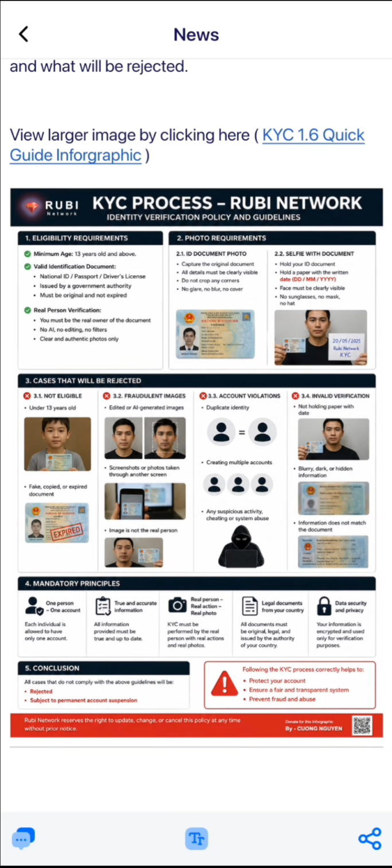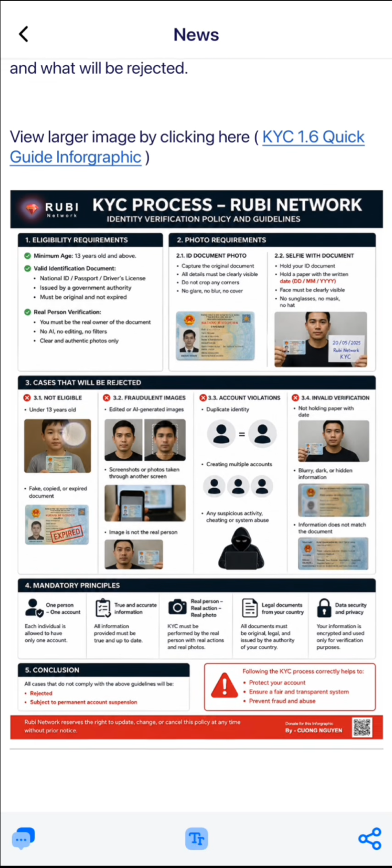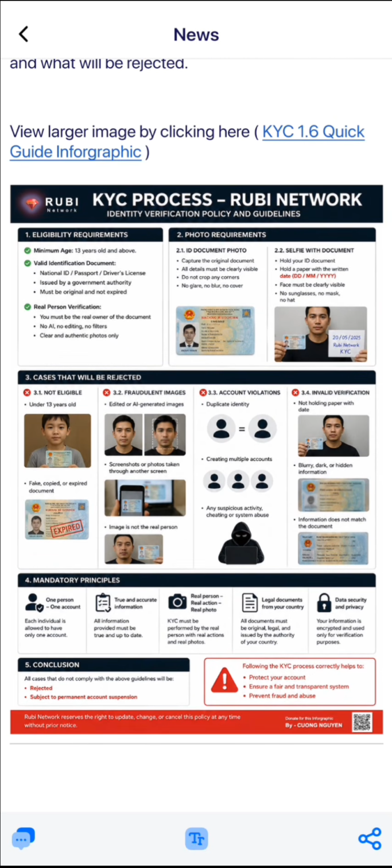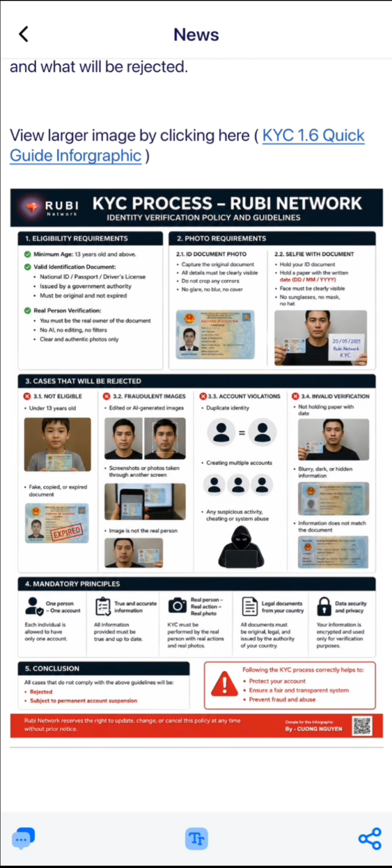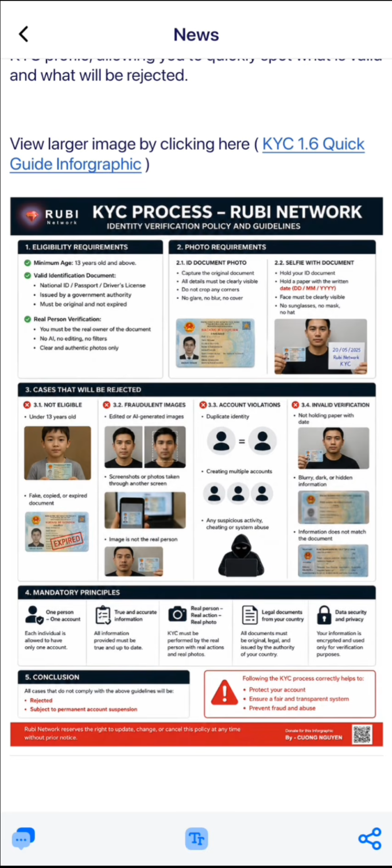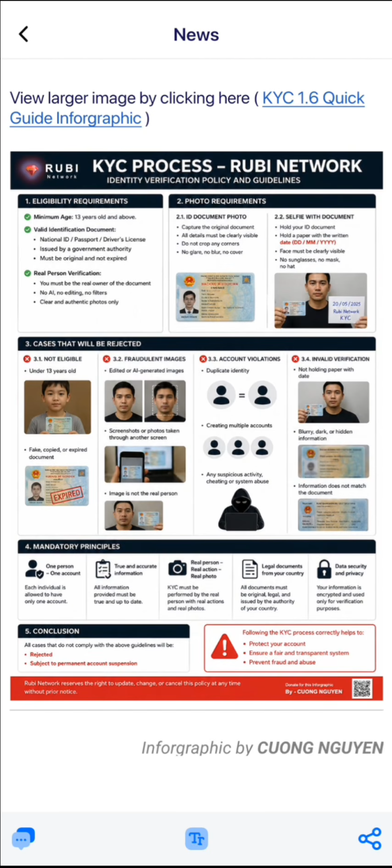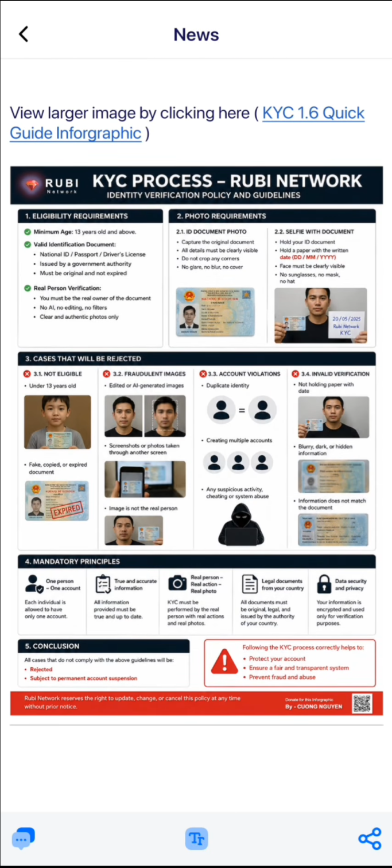So they say cases that will be rejected. What are the cases that will be rejected? Case one is if you are under 13 and you are holding your ID card, it will be rejected automatically. The next one is fake. Another one is fraudulent. That means you are trying to manipulate, you are trying to hold one hand, or you are trying to snap it through the screenshot of a phone. All those things will be rejected.